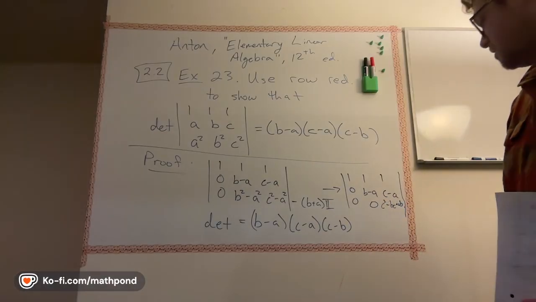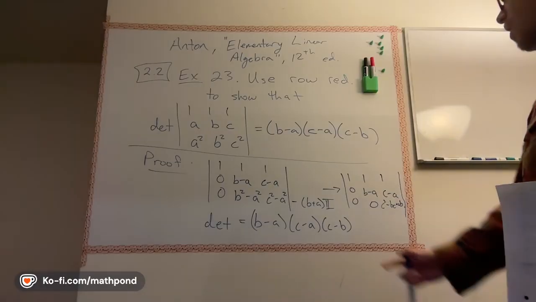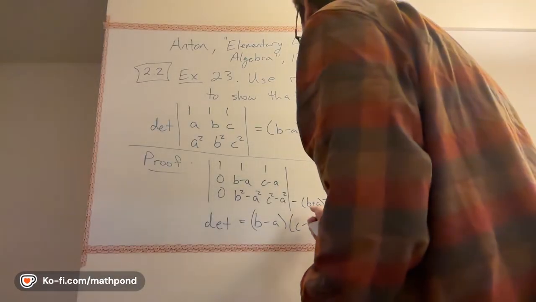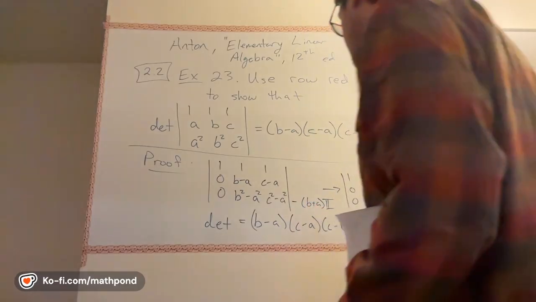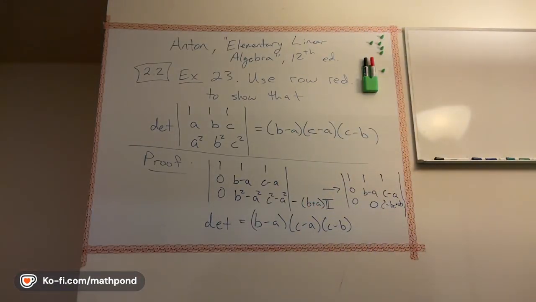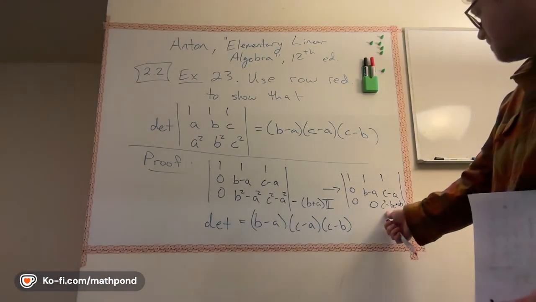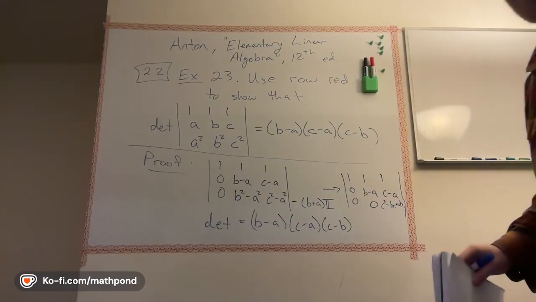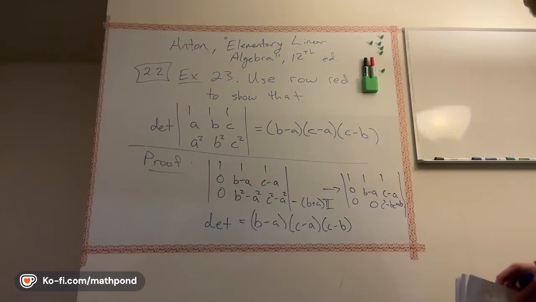Wait, why is there an AC term? Something looks wrong here. Oh, I'm multiplying by B plus A. It should be C plus A. Oops. Oh, no, that's correct. Okay, yeah, I'm just trying to figure out why this term is correct. Or not correct. Let me just fix this. Okay, so C squared minus BC.